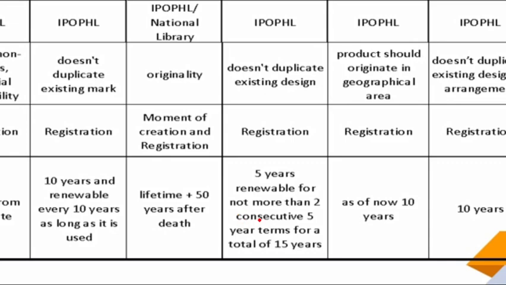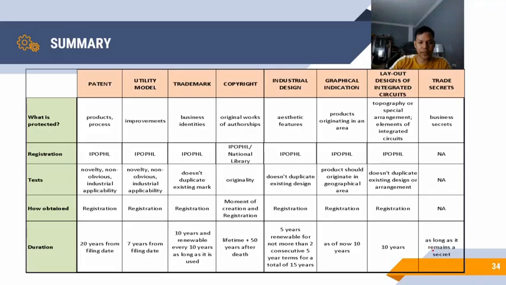For industrial design, it is only 5 years, but it is renewable for not more than 2 consecutive 5-year terms for a total of 15 years. Okay, it is 5 years and you can renew twice. So the total is 15 years. And for geographical indication, as of now, 10 years. For the layout design, 10 years. And for the trade secrets, as long as it remains a secret.